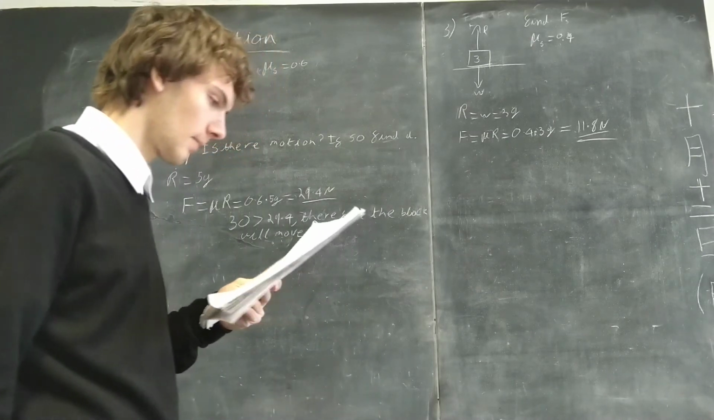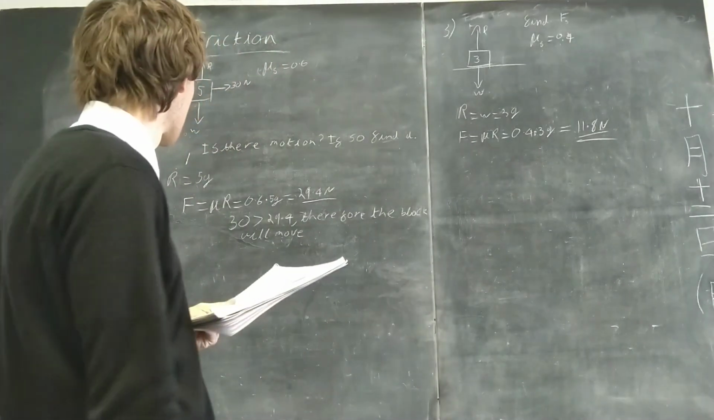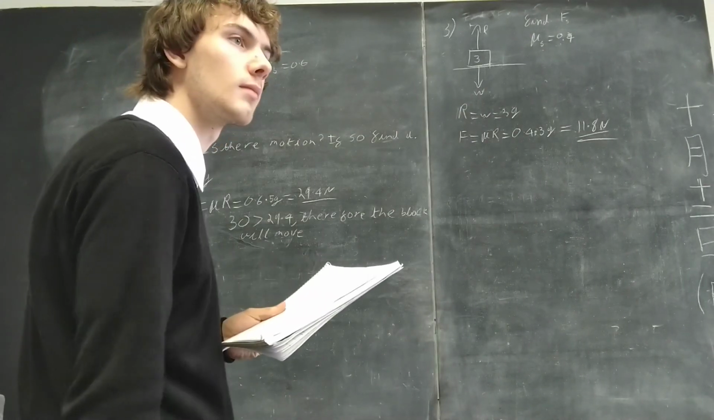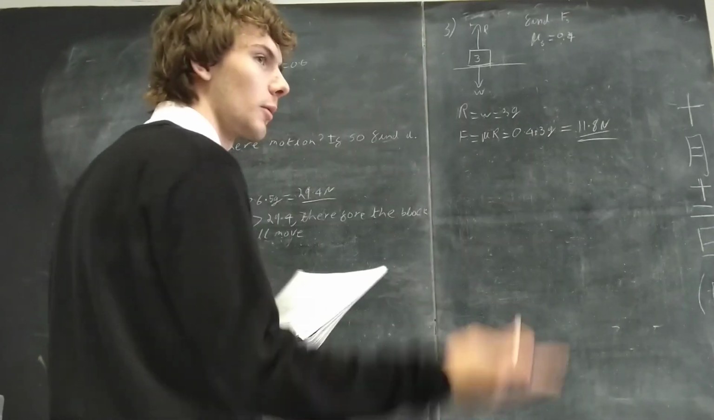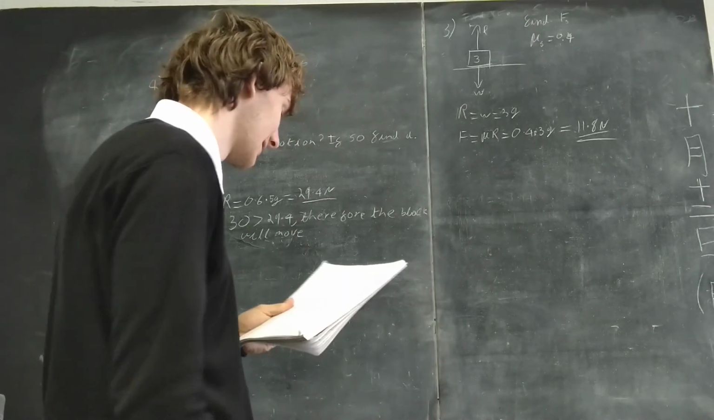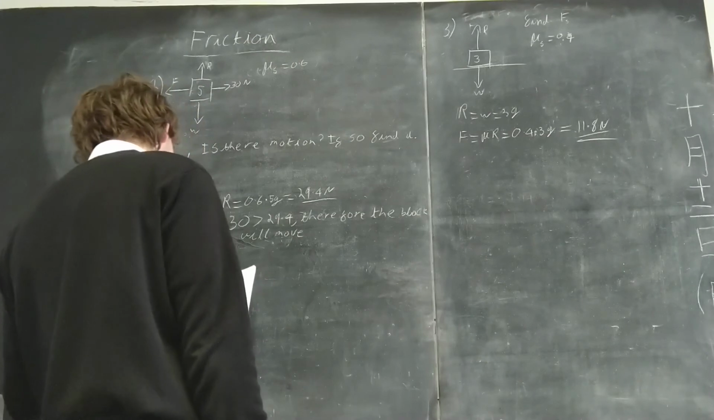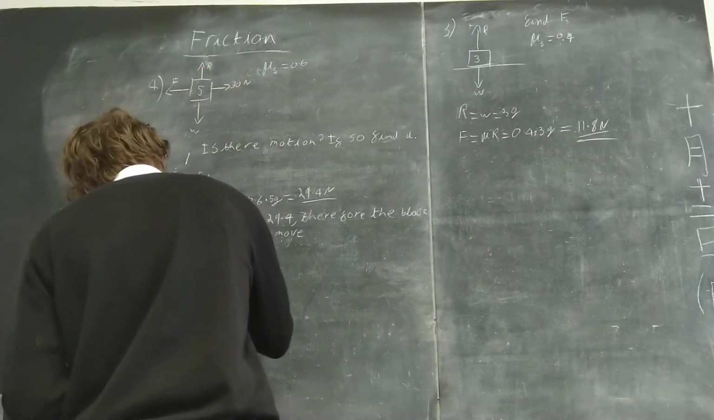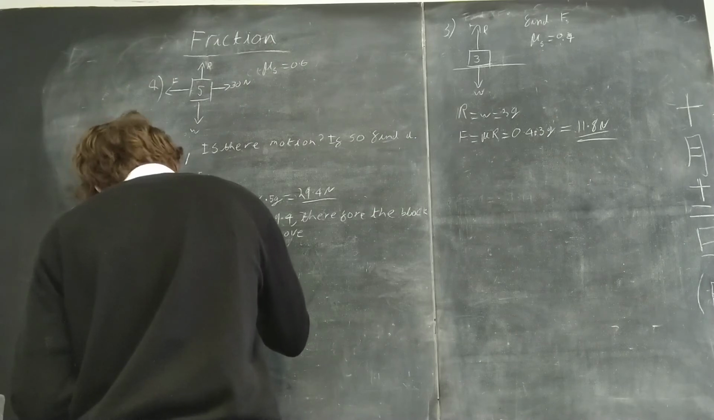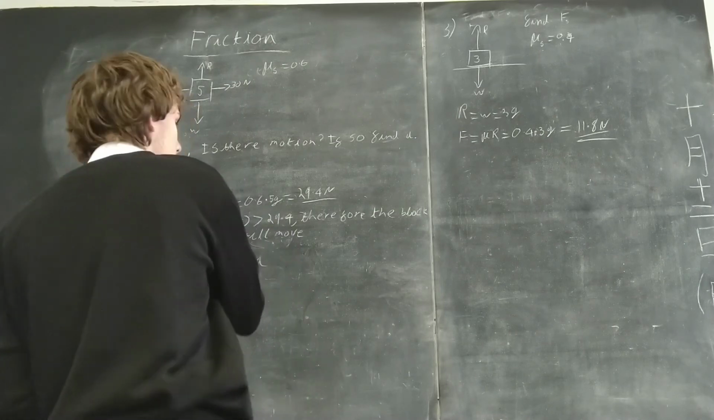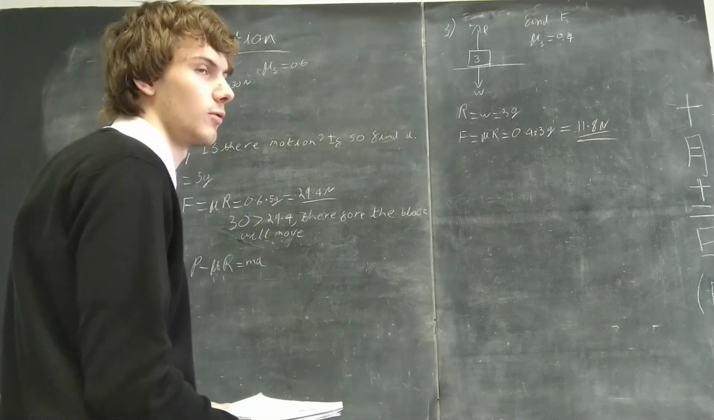I use F equals MA to find acceleration. Basic. F equals M. Okay, so P take away mu R is MA, because the force is the pulling force take away the frictional force.